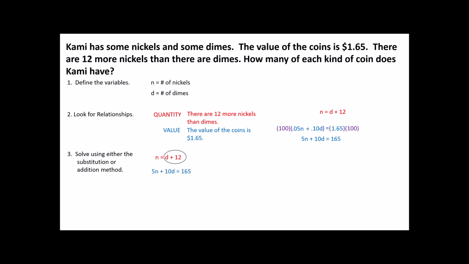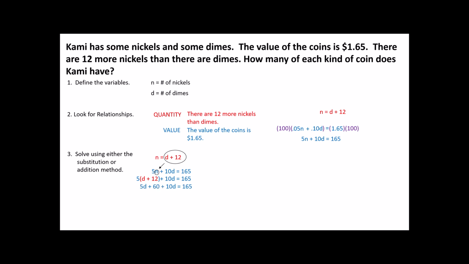Now, in this case, you will notice that the n is already by itself. That means substitution is probably going to be easier. I can take the d plus 12 and plug it in anywhere I see an n. And I happen to see one down here. There it is, down here. So I'm going to take this second equation, the blue one, and I'm going to replace that n with a d plus 12. Now I have an equation that is in one variable.